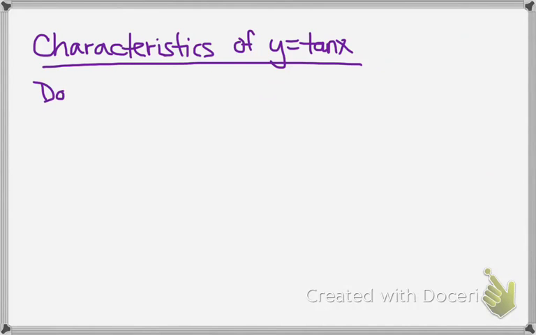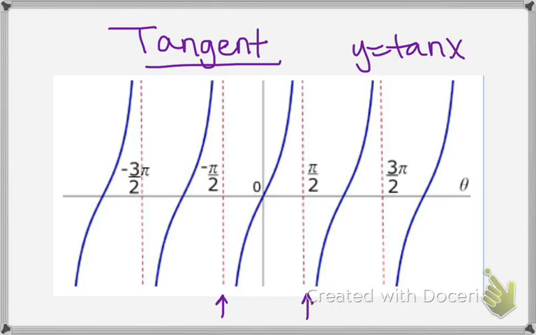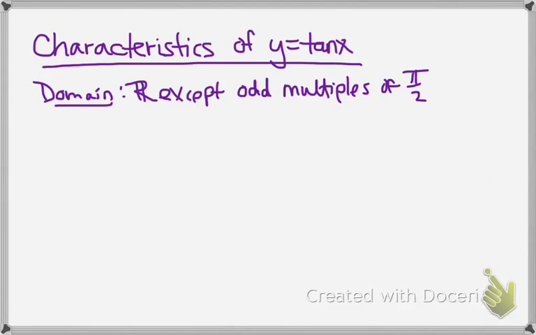The domain, or what the x value can be, is all real numbers except odd multiples of pi over 2. Because if you remember, thinking back, so let's just look at our graph, every place that there is an asymptote, in the general y equals the tangent of x, is going to be at an odd multiple of pi over 2. So that's our first characteristic.